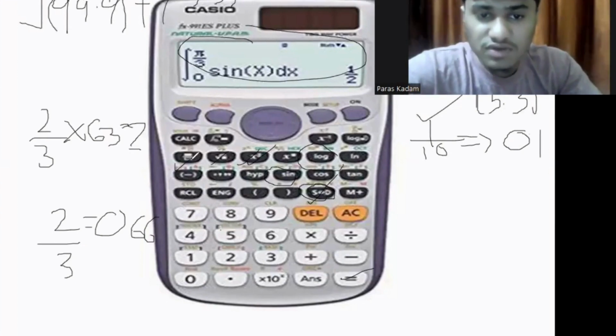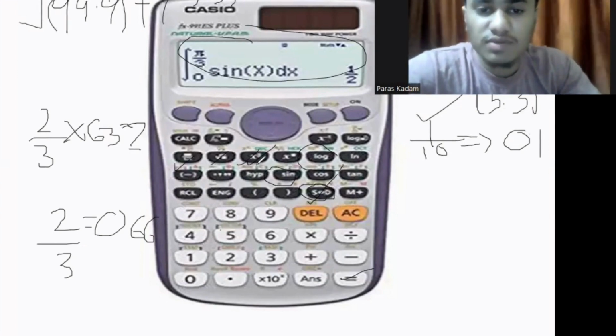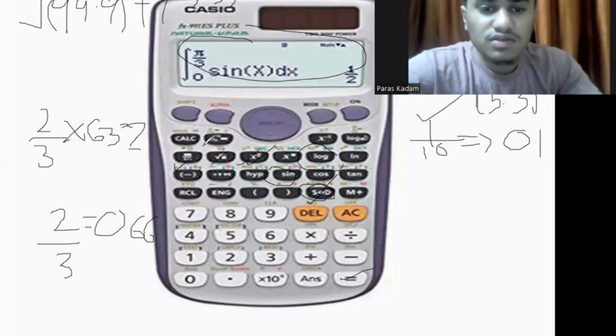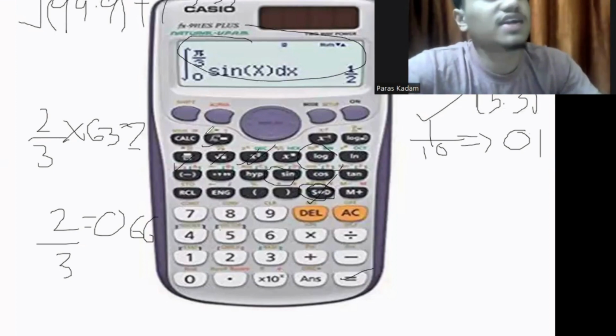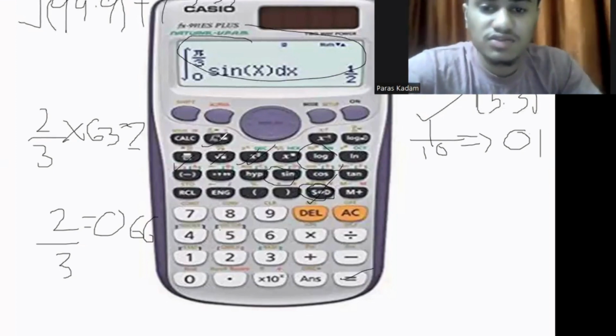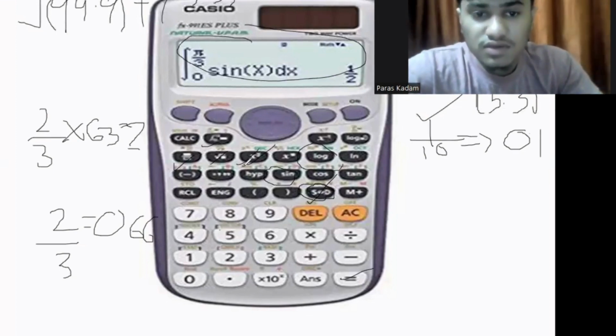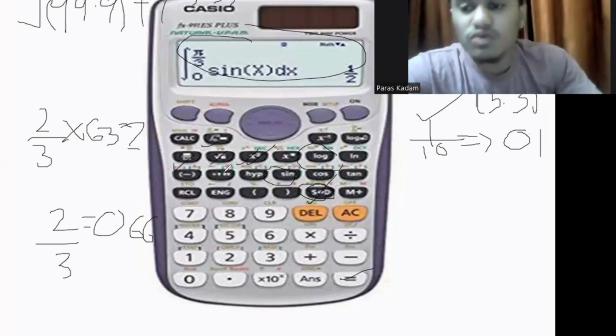Then the box button, the square root button, the square button. This button is for integration. For calculating definite integration, you can use this button. One more thing.